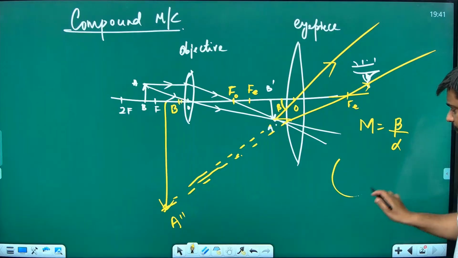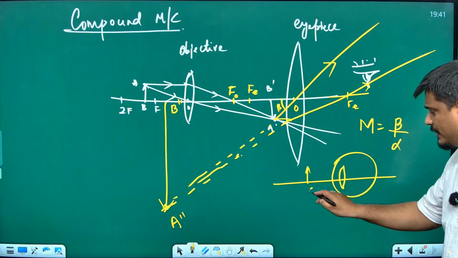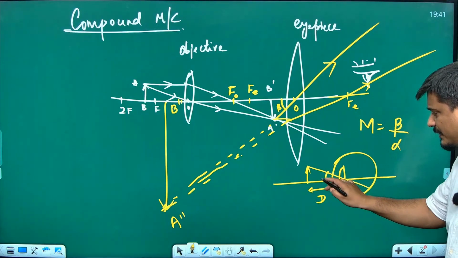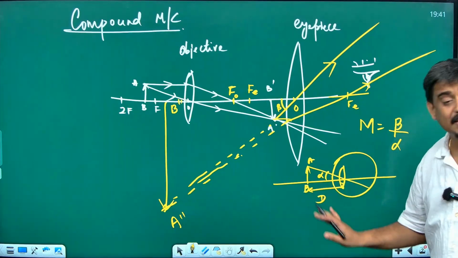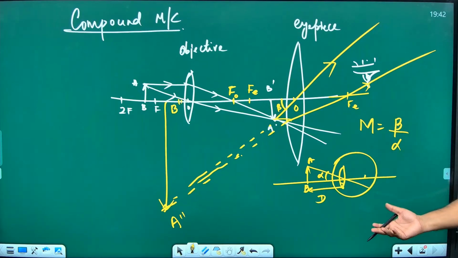So I'll draw the eye, and then I'll keep the object at 25 centimeter, which is D, and then what angle is the object subtending? That angle is only alpha. This is the object AB. It is theoretical, not practical. Are you getting what I'm trying to say? It is just imagination for comparison between these two.